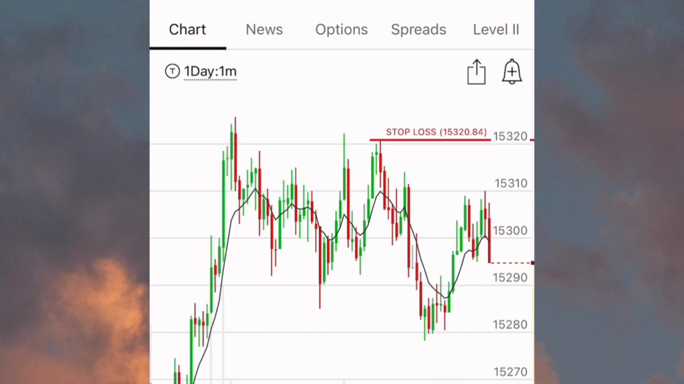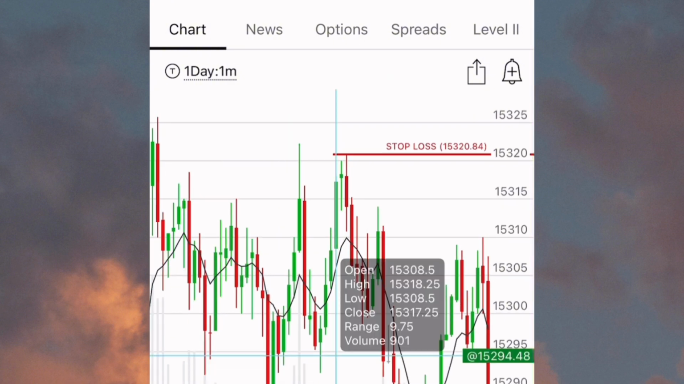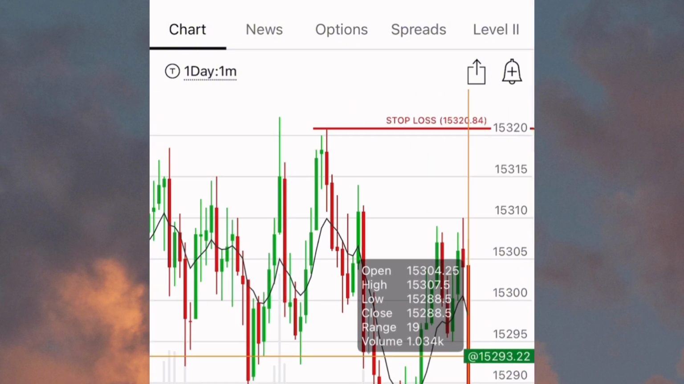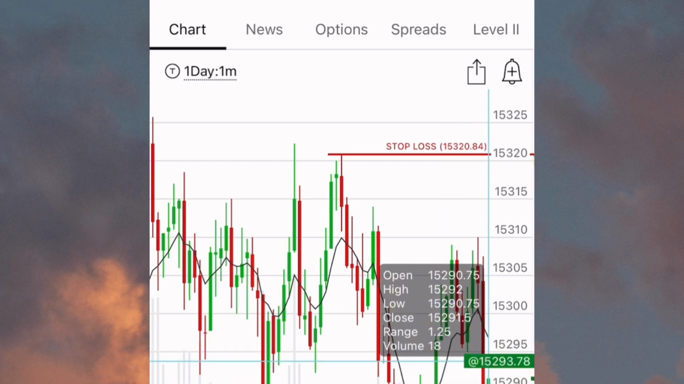When I was screen recording this, I forgot to enable the sound. That's why I'm doing this voiceover. But I remember what was going through my head. So right here, as we broke below that short-term low, this is where the breaker forms. So I knew that there would be a fair value gap after this candle closes.